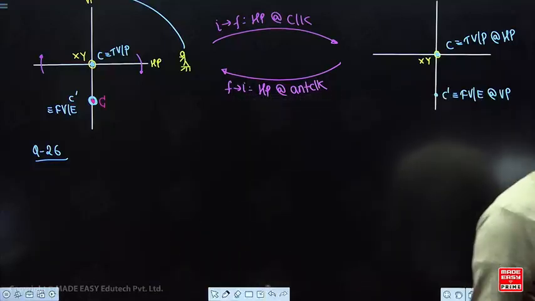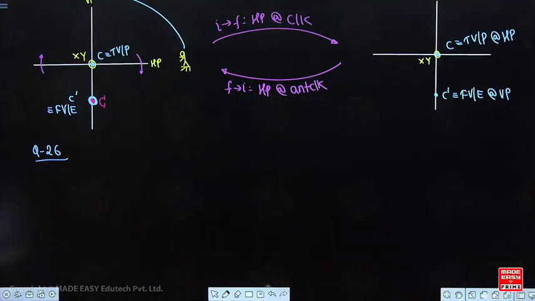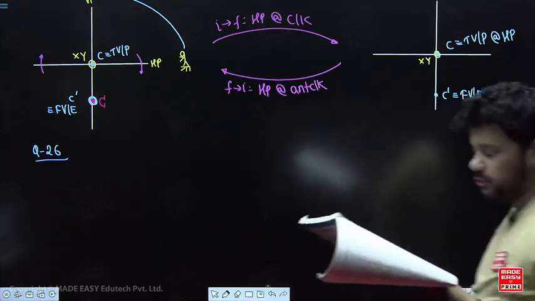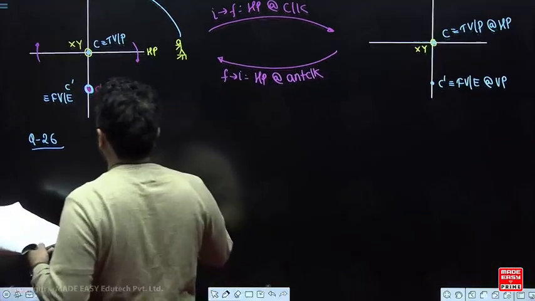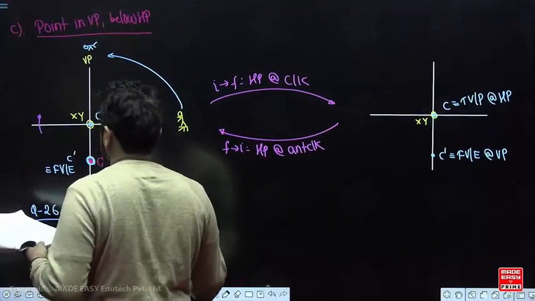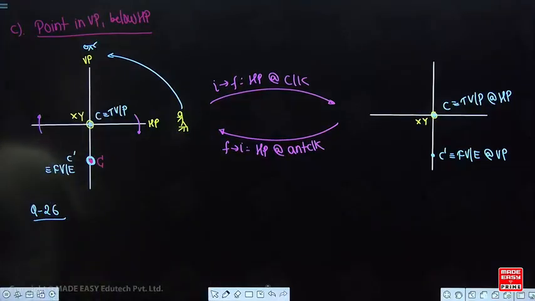A point 30 mm above XY line is the plan view of 2 points. See, I hope it is noted, everyone. Noted this one?